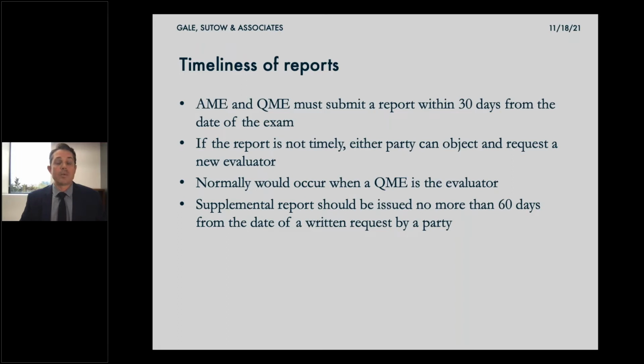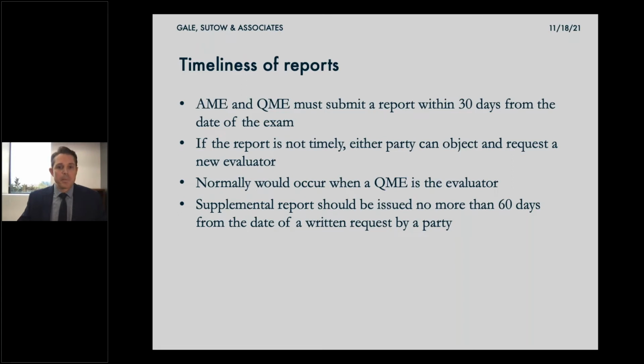One of the reasons we agree to an AME at the outset is we want to avoid the gamble of a QME panel and what we're going to get in that QME panel. And so if we objected to the timeliness of the report, what's the remedy going to be? It's going to be a QME panel. So we can't get a remedy that has them agree to a new AME. It's going to be a replacement by a QME. So normally we're not going to be doing that with an AME.